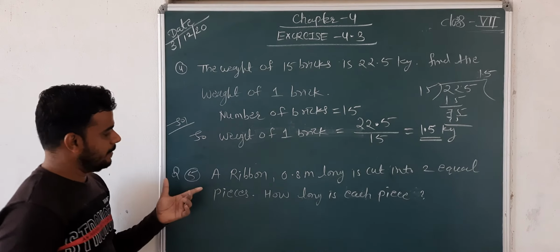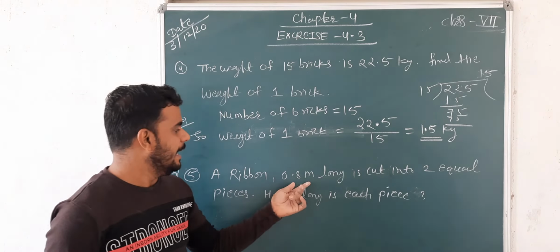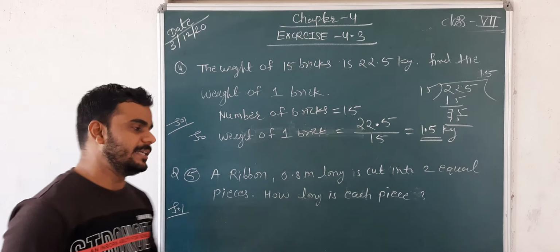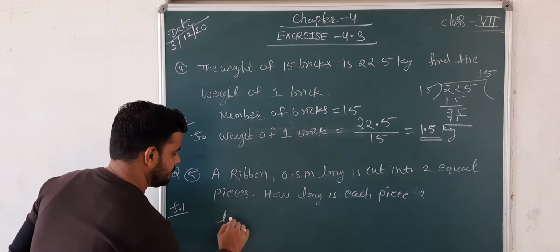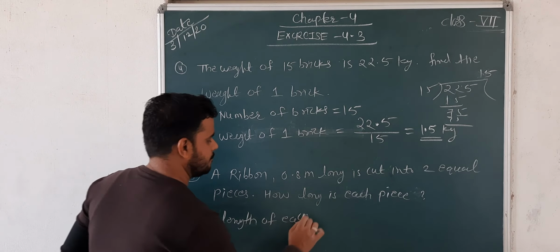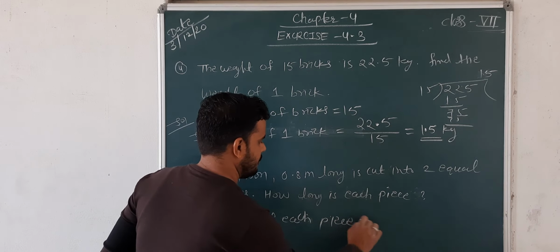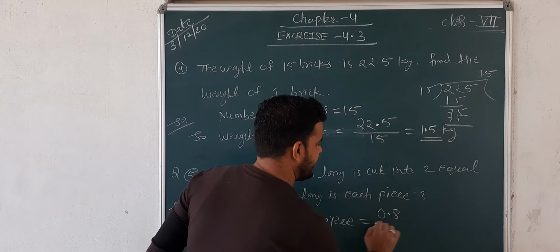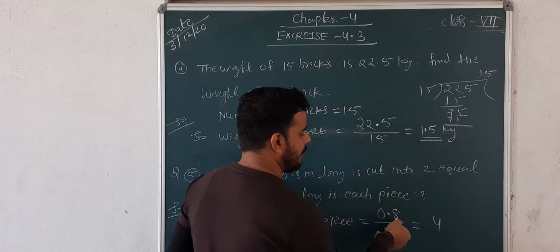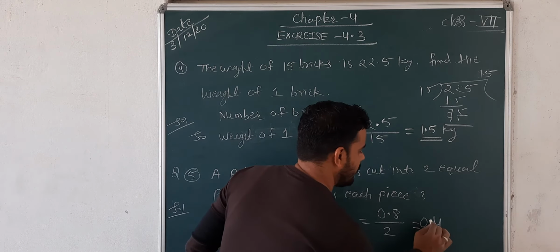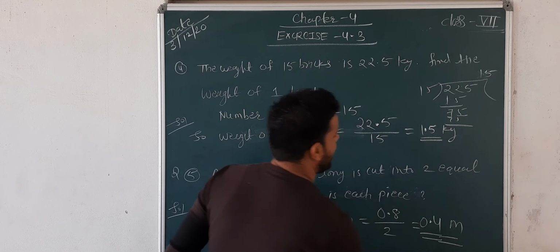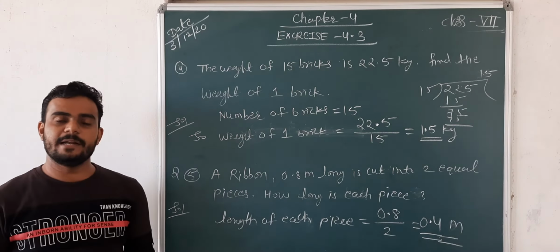Okay, next, the second one: a ribbon 0.8 meter long is cut into two equal parts. What is the length of each piece? So the length of each piece equals 0.8 divided by 2. So 8 divided by 2 is 4, but one place point is there, so the answer is 0.4 meter. So this is your answer. Okay, so take the screenshot and write it in the notebook.